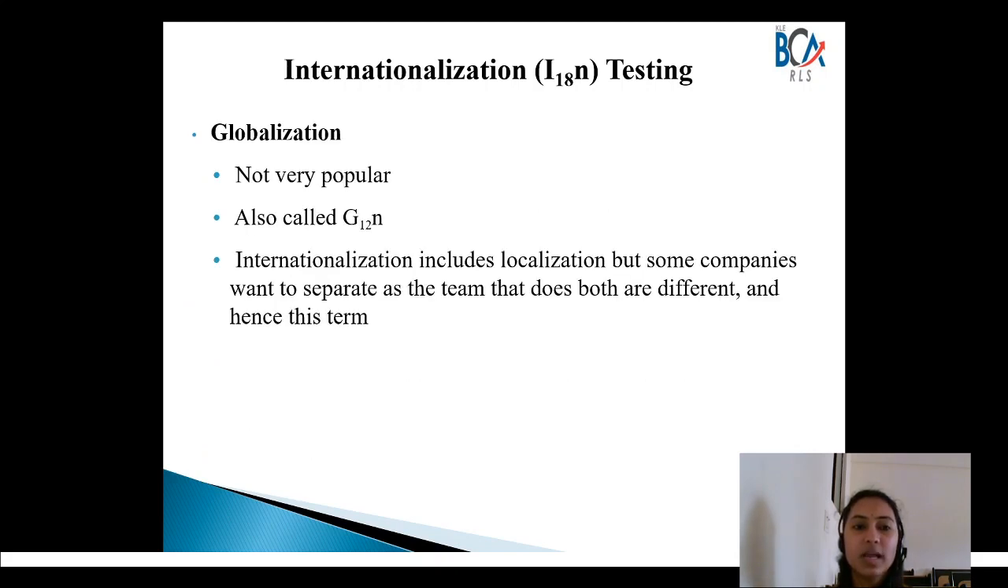Let us see what is globalization. This is actually not very popular and is also called G12N. Internationalization includes localization, but some companies want to separate them, as the teams that do both are different, and hence this is the term. So globalization, why we call it so: it is globally used, and it also includes some of the localization, but again it depends on the companies who want to use it and how they want to use it.